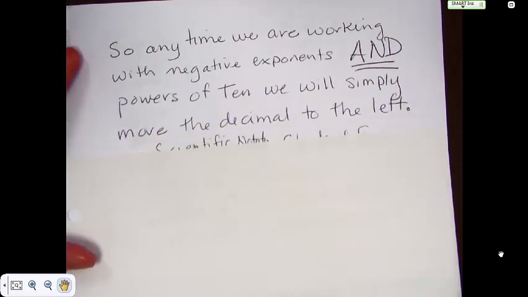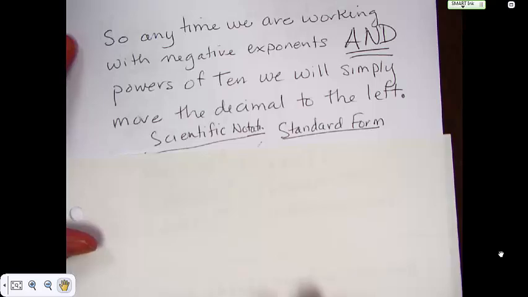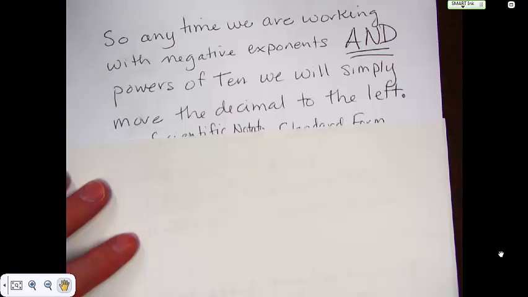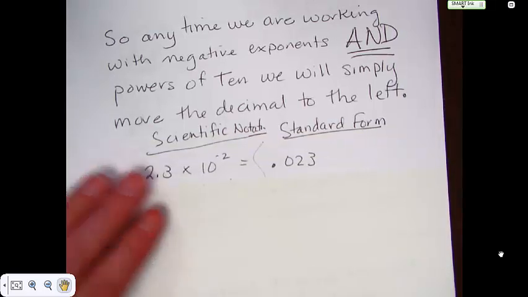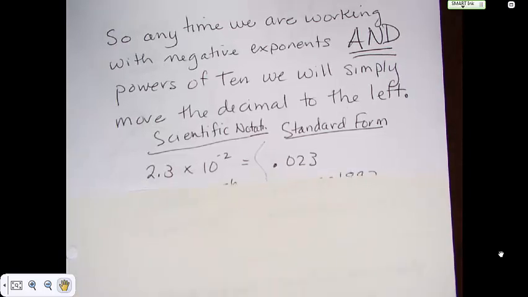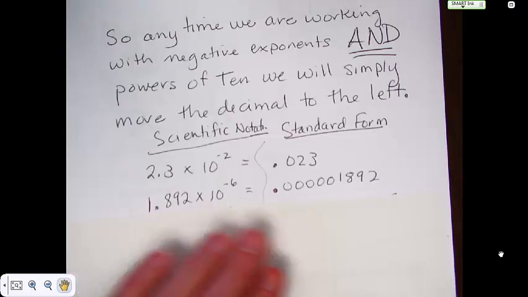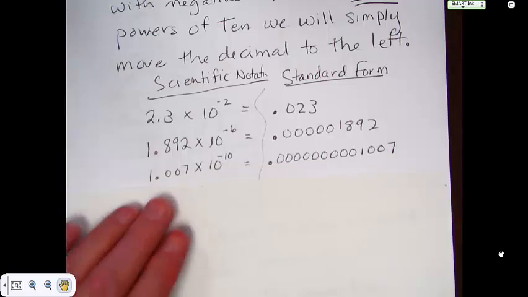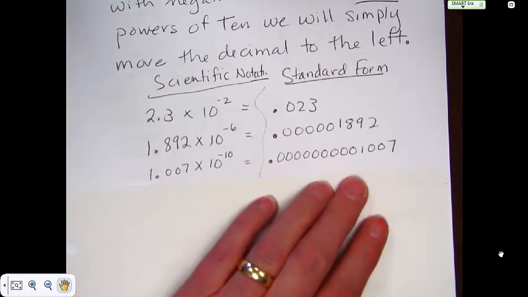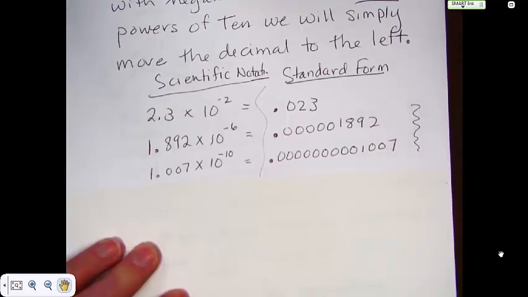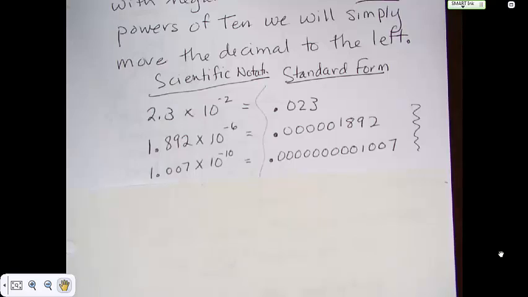Anytime that we're working with negative exponents and powers of 10, we will simply move the decimal to the left. So here we go. We got scientific notation. We have standard form. Write these in your notes so you have examples. Scientific notation, standard form. Get to be pretty small numbers. Scientific notation, standard form. These kind of numbers you'll find used a lot in science, measuring the size of an atom or smaller, or nanoseconds, and things that are really small.